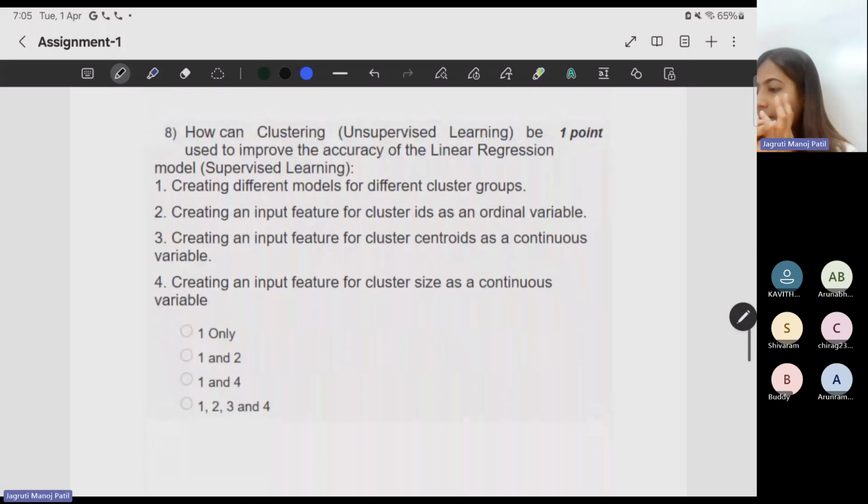Again, how can clustering, which is unsupervised, be used to improve the accuracy of a linear regression model, which is supervised learning? Just read the data that has been given to you and see if it makes sense. If it does, it's fine. If it does not, choose one accordingly.